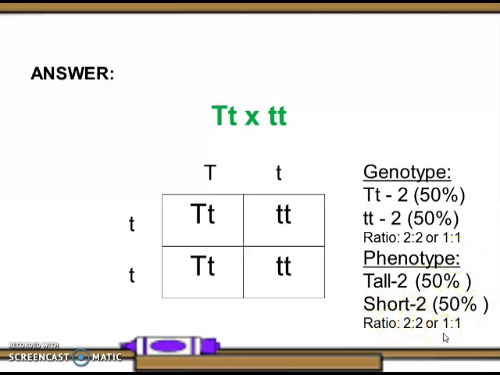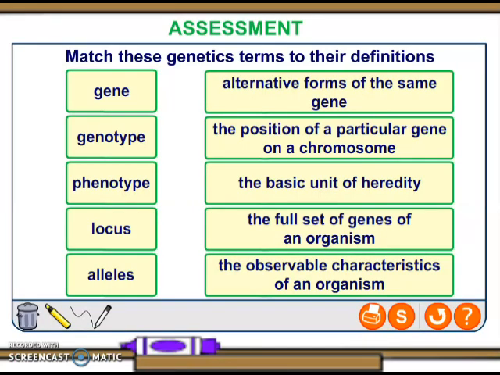For your assessment, match these genetic terms to their definition. Number 1, gene. Number 2, genotype. Number 3, phenotype. Number 4, locus. And number 5, allele. You may pause the video to answer these.